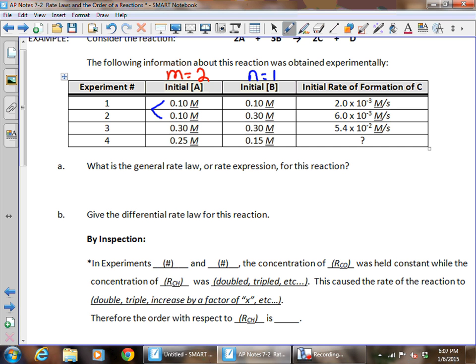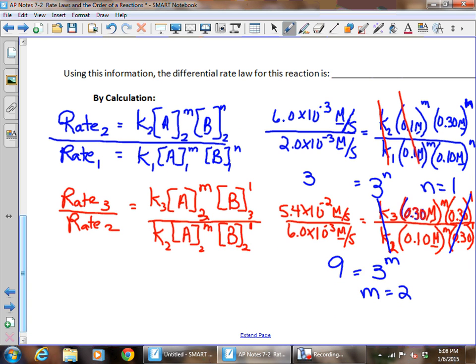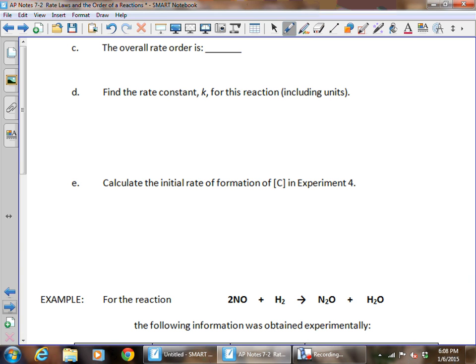So we can do it by calculation. All the rest of the answers will be the same. We've already done those. We did that in the previous video, so I'm not going to continue that part here. But I just needed to show you that by doing this mathematically, by doing the calculation like this, we can do more difficult problems and still come up with our rate orders. So the overall rate order for this reaction, since m was equal to 2 and n was equal to 1, simply add those together and we get an overall rate order of 3.